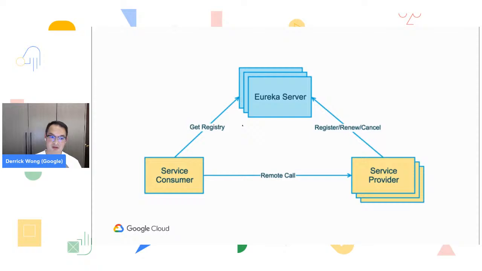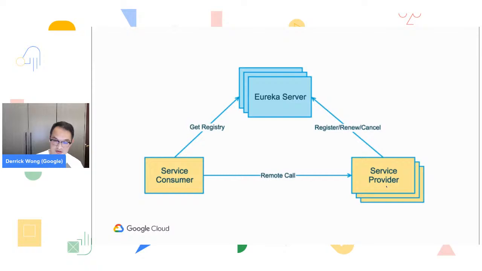And then the developer of the consumer doesn't need to know or configure the location of the provider. The developer just needs the provider name, right? You can hard code it, or you can put it in a property file. And then at runtime, the Eureka server will send the actual location to the consumer, right? That's the Eureka server. That's Spring Cloud Discovery.